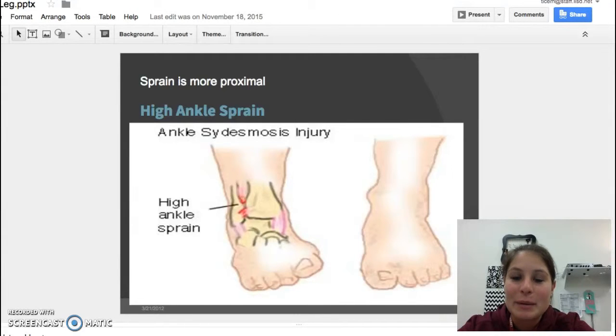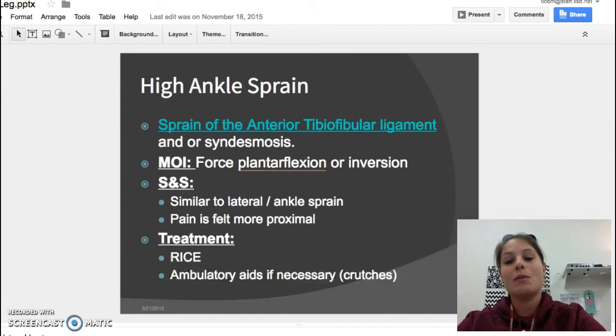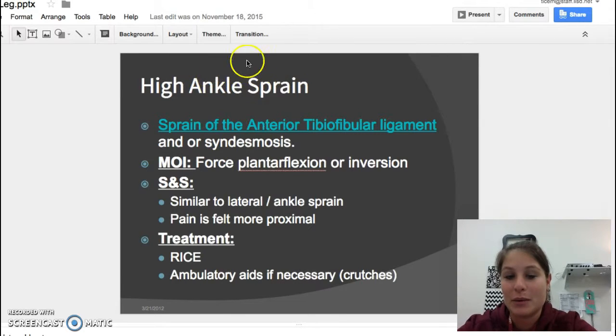Hi everyone, I'm going to pick back up where our last video left off, which was on the high ankle sprains. It was the last of the ligament injuries that we didn't get to. So as a quick reminder, sprains are dealing with the ligaments. A high ankle sprain is going to be a sprain or an injury to the anterior tibiofibular ligament.